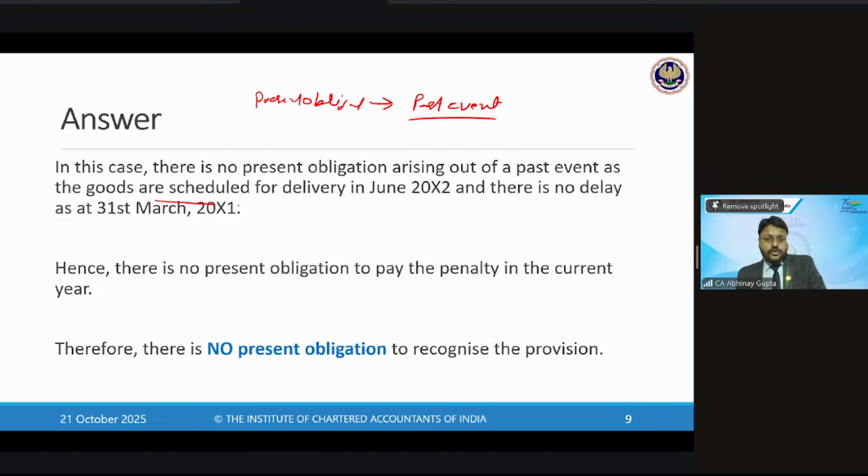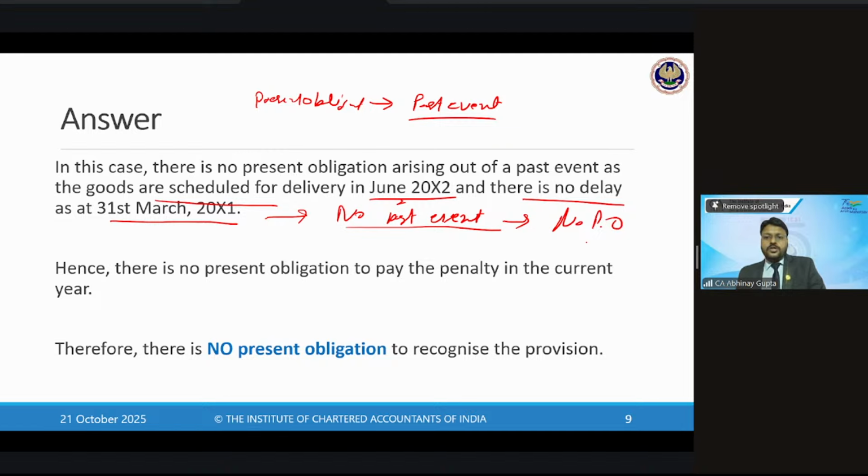Because goods are scheduled to be delivered in June, which is after the year end, there cannot be any delay as at 31st March, yes or no? There is no delay as at 31st March at least, right? So there is no past event in this case. Because there is no past event, there is no present obligation. Because there is no present obligation, there is no provision, correct? Clear? Correct. Clear.